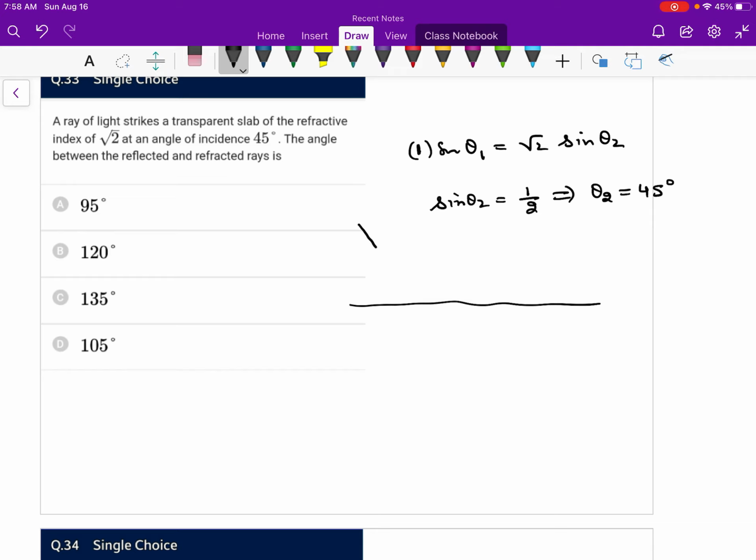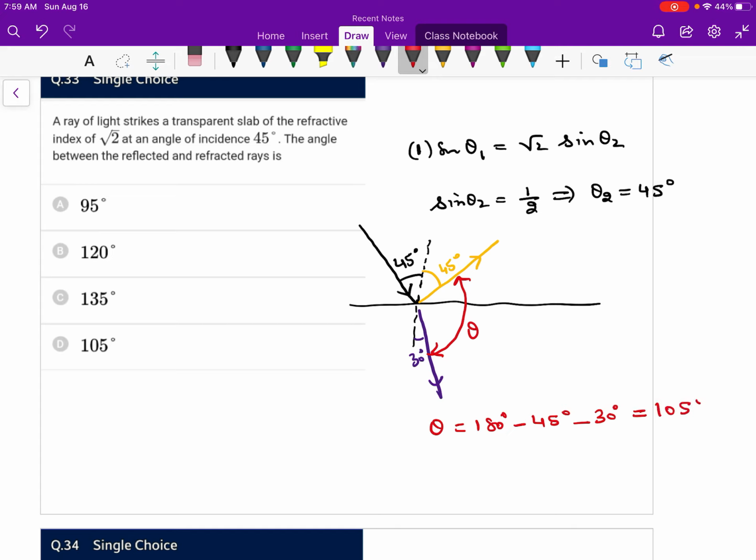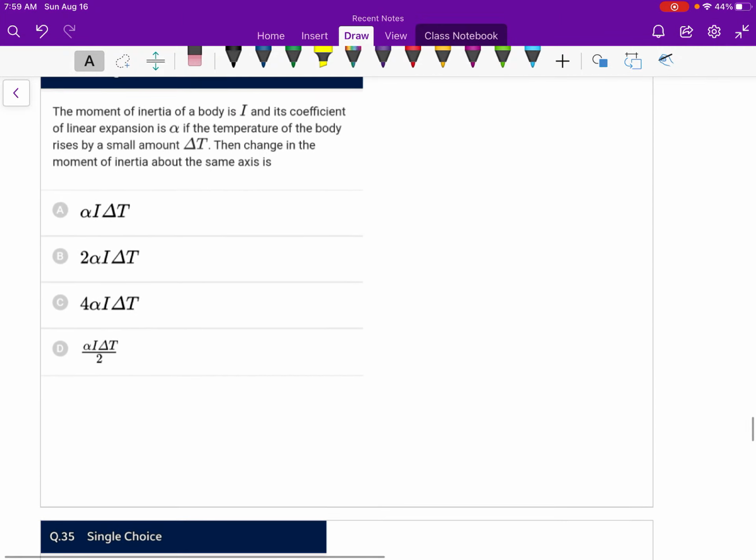So this is the transparent slab, this is the incident ray, this is the normal, this angle is 45 degree. This is the reflected ray, which is at 45 degree, and this is the refracted ray at an angle of 30 degree. So this angle theta is 180 degree minus 45 degree minus 30 degree, so that is 105 degree. So 105 degree is the correct option.